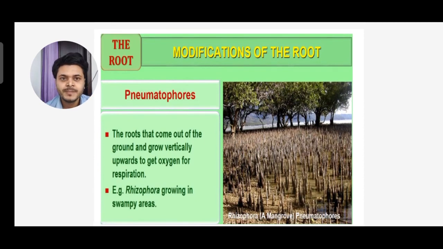Next we see pneumatophores. What are pneumatophores? You can see the roots coming above the soil. They are not geotropic; they move against gravity. These are roots that come out of the ground and grow vertically upwards to get oxygen for respiration. Example, Rhizophora, a mangrove growing in swampy areas, where pneumatophores are seen.